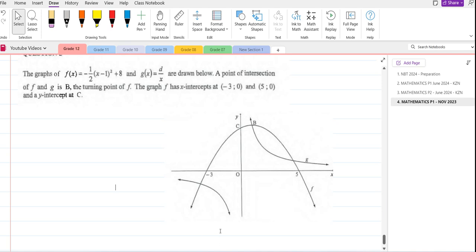Where's A? Oh no, not A. It's not the coordinate. A point of intersection of f and g is B. The turning point of f is also B. The graph of f has intercepts minus 3, 0 and 5, 0, and y-intercept at C. We can find all that because we've got the f of x function. We don't need really all that. We can find the coordinates of B. The coordinates of B is the opposite sign from here, so 1 and 8.